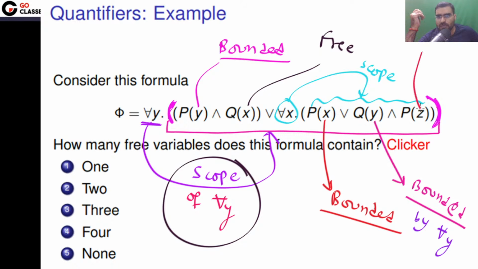This z is free. Yes, this z is free. So finally, the answer will be 2. There are 2 free variables in this question. I hope this point is clear. Is this clear to everyone?